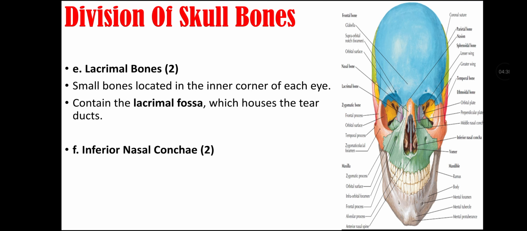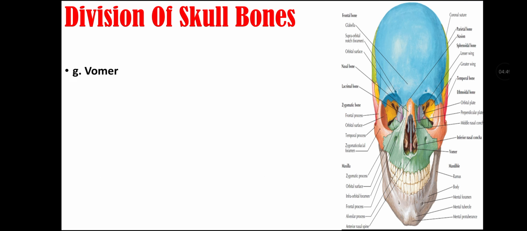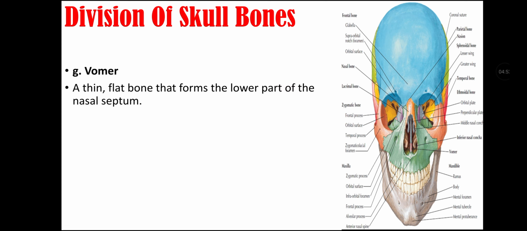Next facial bone we have is inferior nasal conchae, that is also the paired bone. It is curved bone located inside the nasal cavity. It helps in filtering, warming and humidifying the air we breathe. Next facial bone we have is a vomer, that is a thin flat bone. It is an unpaired bone that forms the lower part of the nasal septum.